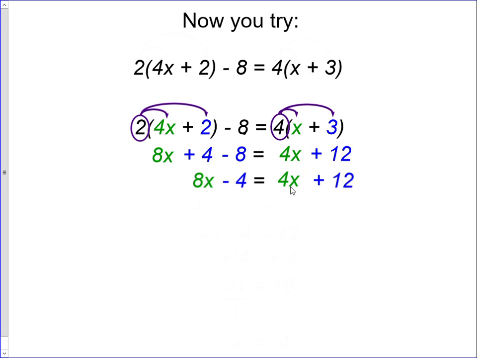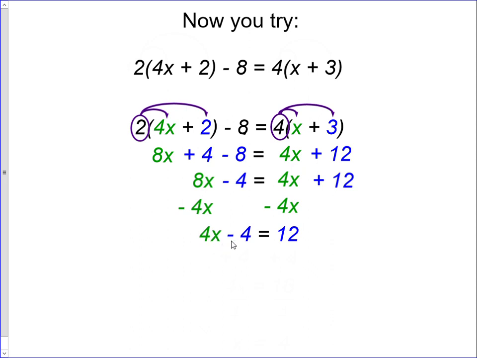Now let's move the variable terms all to one side. I have a positive 8x and a positive 4x. Let's subtract the 4x from both sides. It'll cancel out here. Over here, 8x minus 4x is 4x. So we have 4x minus 4 is equal to 12. Now we've got a two-step equation. If you remember, on a two-step equation, we're going to undo the subtraction before we undo the multiplication.